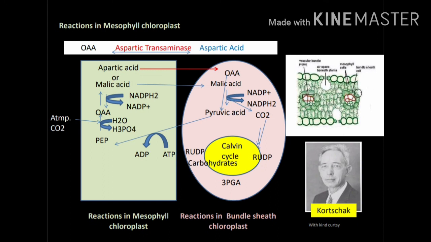In a few C4 plants, the oxaloacetic acid is converted into aspartic acid in presence of enzyme aspartic transaminase. We will see the reaction: the OAA, in presence of enzyme aspartic transaminase, there is a synthesis of aspartic acid. That reaction is reversible. This malic acid or aspartic acid is then transported to the bundle sheath chloroplasts.